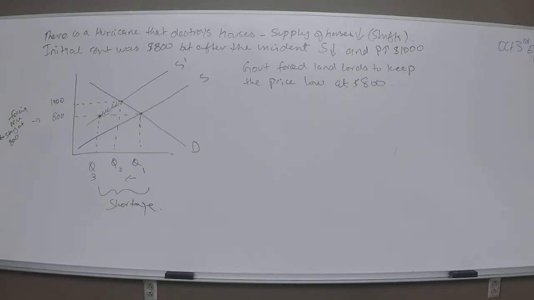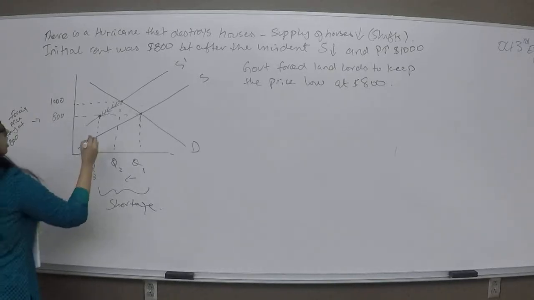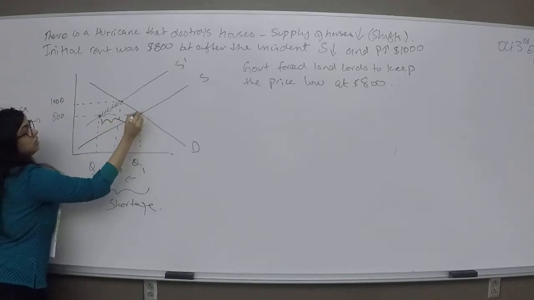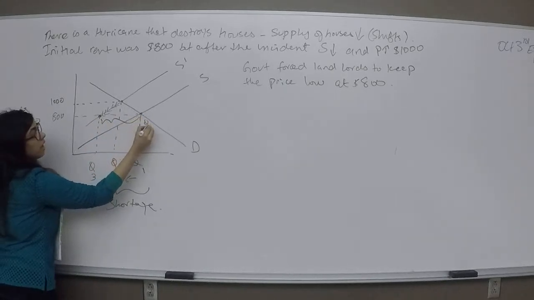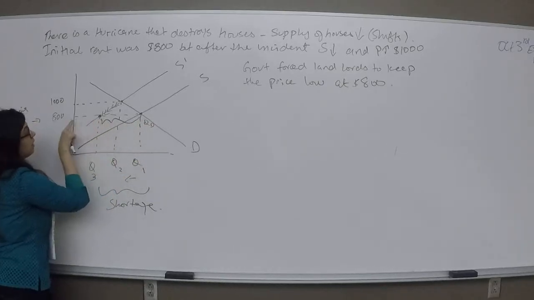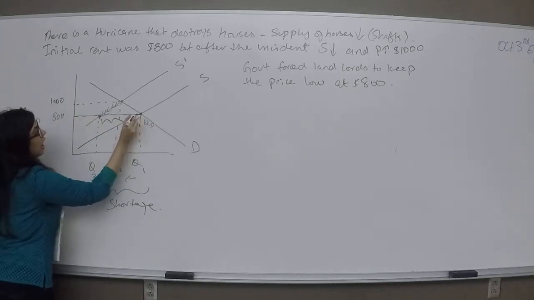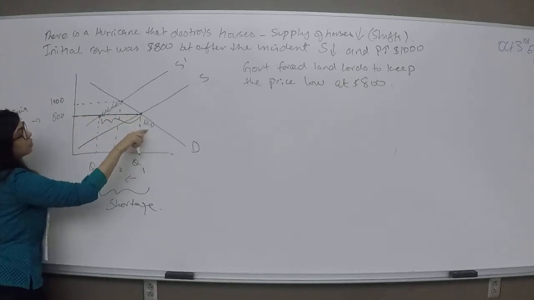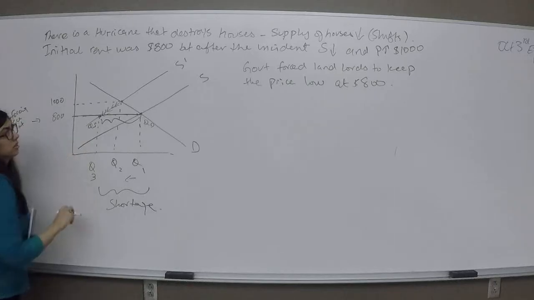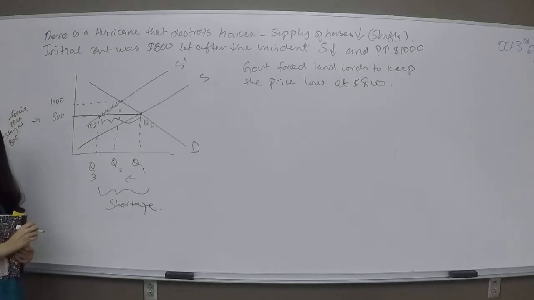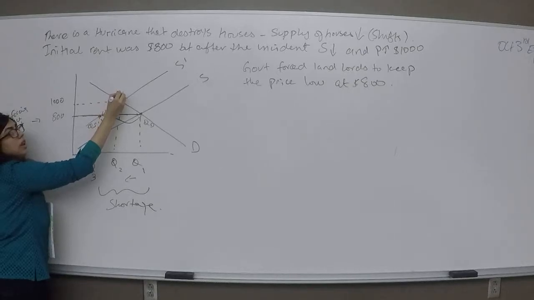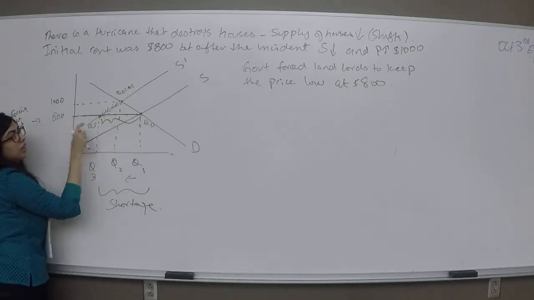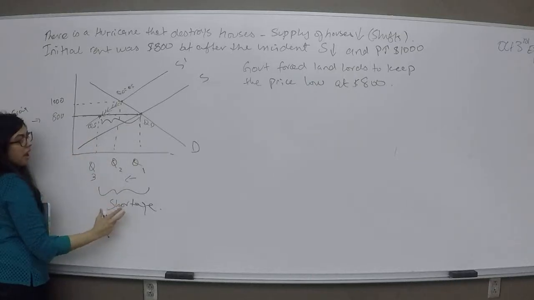Like, how do you tell the shortage on the graph? This area is the shortage. Here, at this price level, quantity demand is way higher than quantity supply. At this price level, it would have been equal. Quantity demand would have been equal to quantity supply. But at this price level, quantity demand is way higher than quantity supply, and that's the shortage.